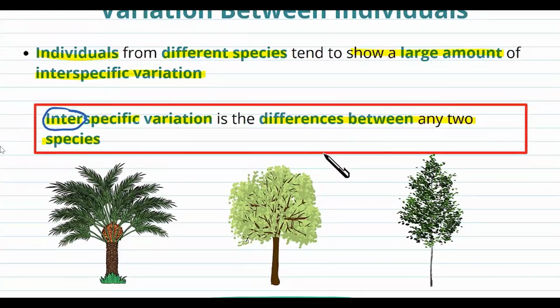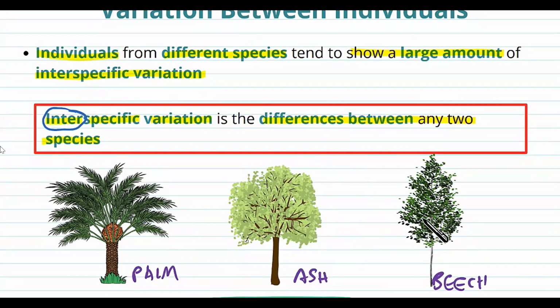So you merely need to look at different species to see that there are so many differences between them. For example, palm trees versus ash trees, beech trees. You can see that even from a faraway distance, they have different shapes, different morphologies, different types of leaves, thickness of the trunk, different features. You could go on and on and on.